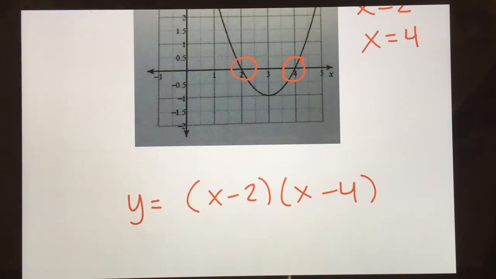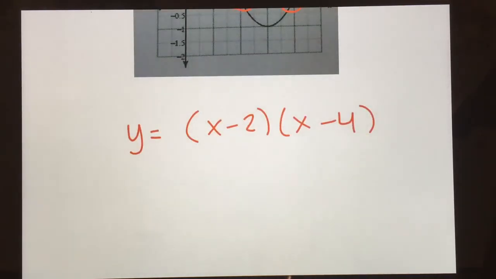Now, if the directions had said find the linear factorizations, so the factors, we would be done. This problem would be finished. But they didn't say that. They said standard form, which means we have to multiply these parentheses out and see what the parabola actually is. So I'm going to go ahead and FOIL.